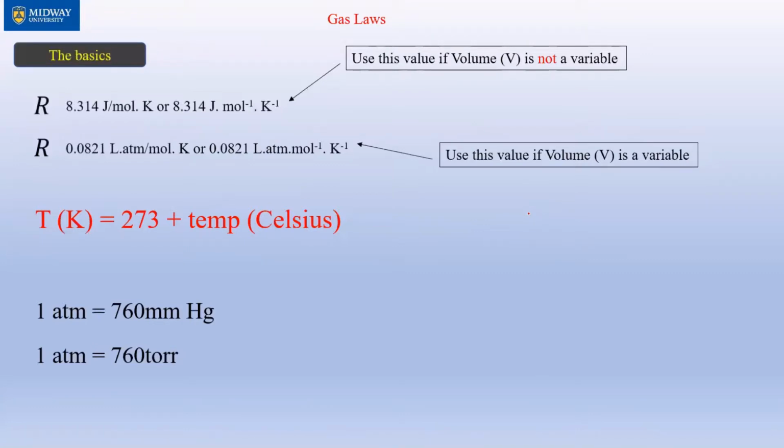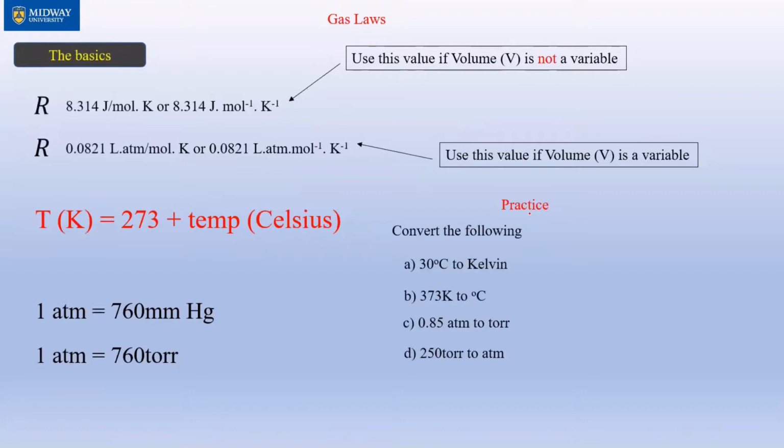Again, you do not have to memorize. Any of this information shown so far will be in the appendix. So these are conversion factors for pressure. And then I want you to practice. Convert 30 degrees Celsius to Kelvin, 373 Kelvin to degrees Celsius, 0.5 atm to torr, and 250 torr to atm. This is algebra, okay? And I have to warn you, 175 is an algebra-intense course. So you must learn how to convert units. That's very, very important.